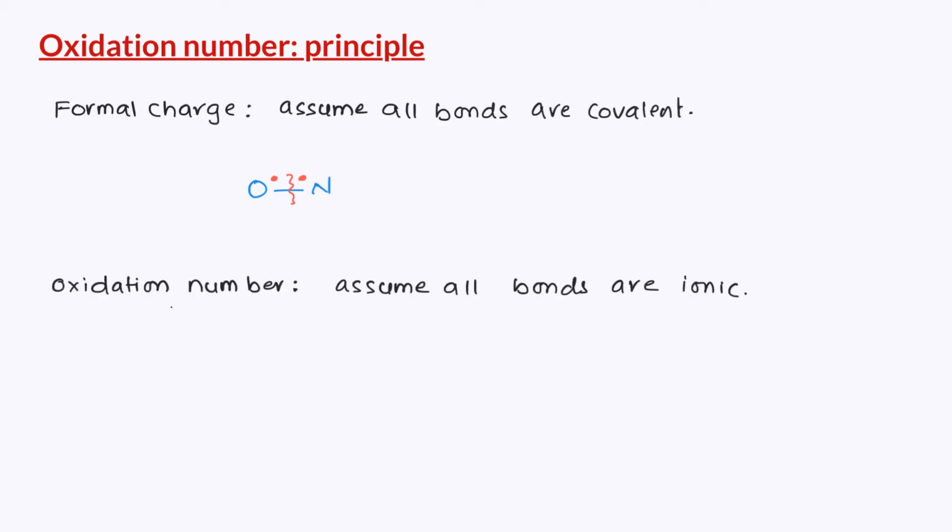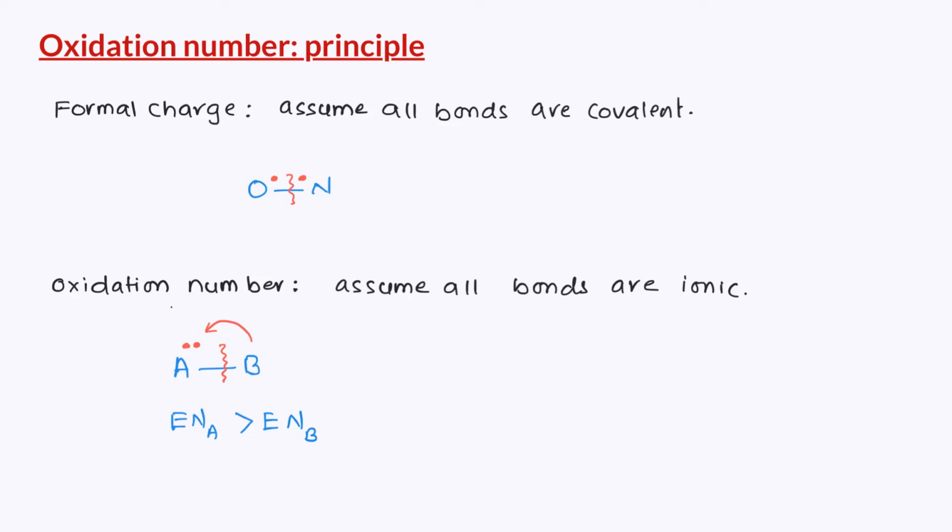Oxidation number, on the other hand, is exactly opposite. That is, we assume that all the bonds in the given compound are ionic. And to calculate the oxidation number, we break a bond between any two atoms and give both the electrons in that bond to the most electronegative atom, which means the electron is actually transferred from the least electronegative atom to the most electronegative atom. And this is the definition of ionic bond.